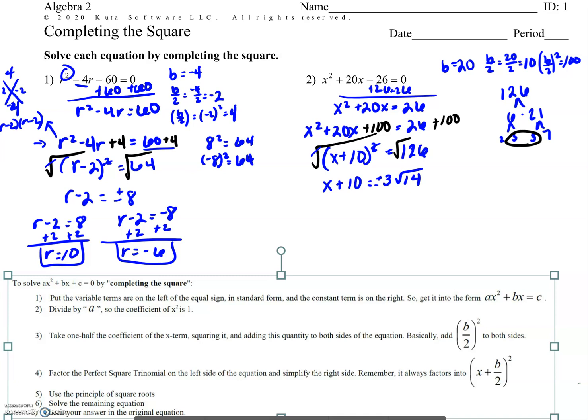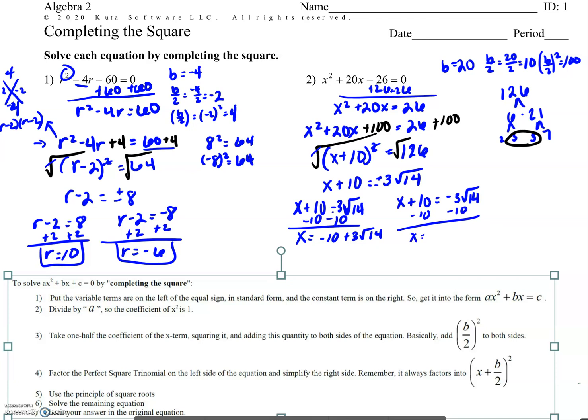So we can go ahead and solve this. I'm going to separate the positive from the negative. And I'm going to subtract 10. And I can't combine the 10 with the radical, so it's just x equals negative 10 plus 3 radical 14. Subtract the 10. And again, I cannot combine those, so it is x equals negative 10 minus 3 radical 14.